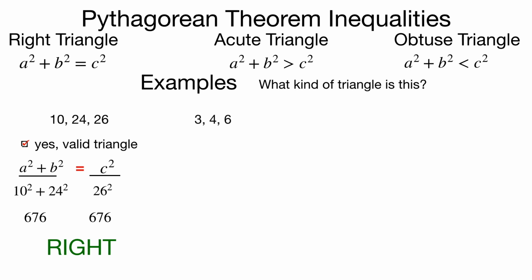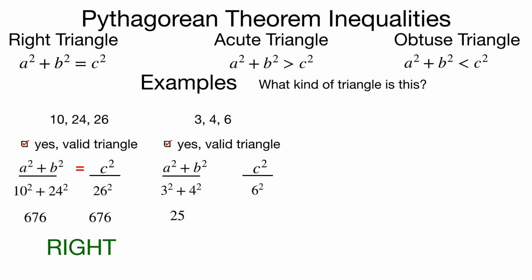Let's look at another example: 3, 4, 6. Is it a triangle? 3 plus 4 is 7, which is bigger than 6. You can do that with the remaining sides as well. Yes, we have a valid triangle. Let's make our two columns, A squared plus B squared and C squared. 6 will be C, so 3 squared plus 4 squared compared to 6 squared, or 25 compared to 36. 25 is smaller than 36, so A squared plus B squared is less than C squared. I'm pointing to the B, so it's obtuse.